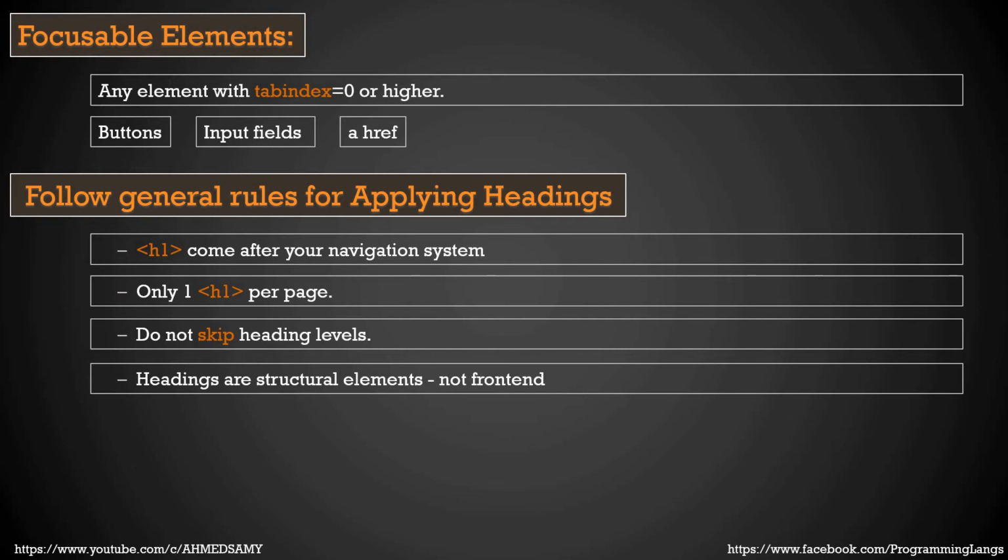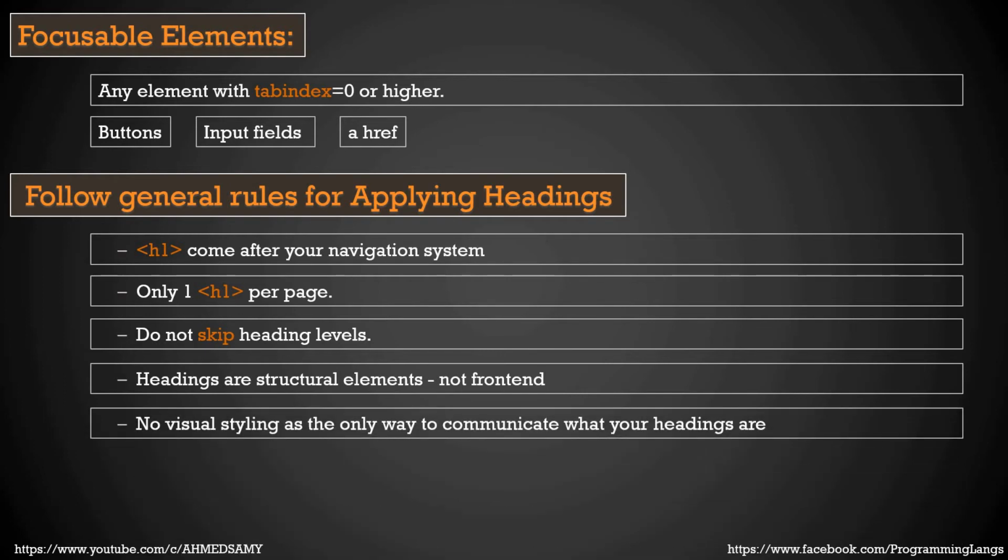Use only one H1 per page. That's very important for the semantics of your page. No visual styling as the only way to communicate what your headings are. So if you have heading 2, the user will understand there is something here in heading 2, and it will be included inside the page map menu for the assistive technology.